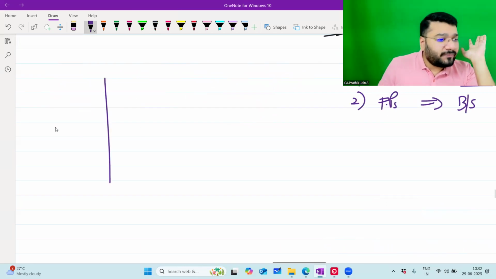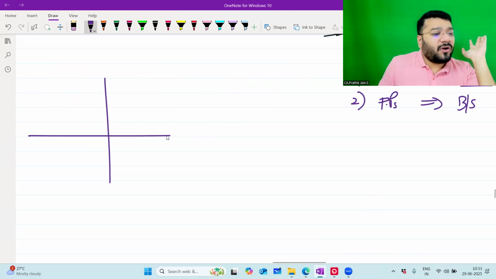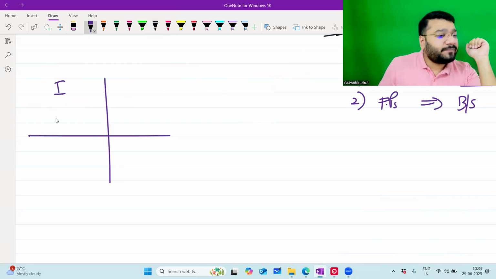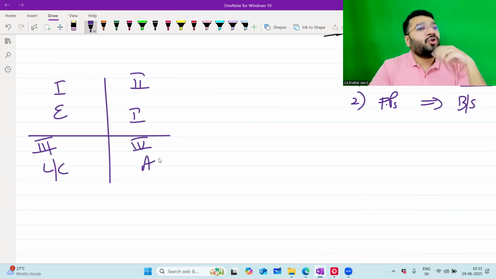Remember, I gave a quadrant. Not "remember" like how you forgot revenue expenditure and capital expenditure yesterday. This also you say you forgot. I said there are 4 quadrants. What is the first quadrant? Expense. Second quadrant, income. Third quadrant, liability and capital. Fourth quadrant, asset. You take any account.